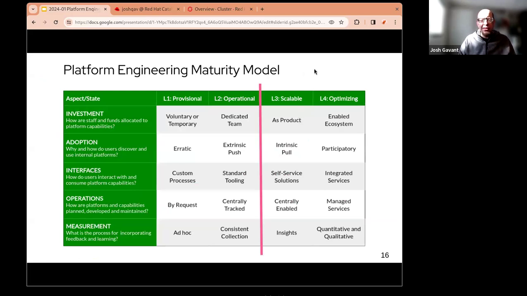So I wanted to take a moment here and describe how the platform engineering maturity model kind of illustrates this in a little bit more depth. You could apply this to the platform generally, or even to individual components, a way to assess the current state of either your platform as a whole or individual capabilities within that platform.